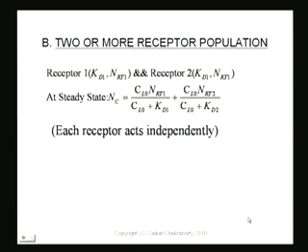So, this is a case where each receptor acts independently. As you see on the screen, the first part is Cl naught. Everything is Cl naught, so there is no ligand depletion at all. The first is Cl naught nRT1 over Cl naught plus Kd1, and then Cl naught nRT2 over Cl naught plus Kd2.